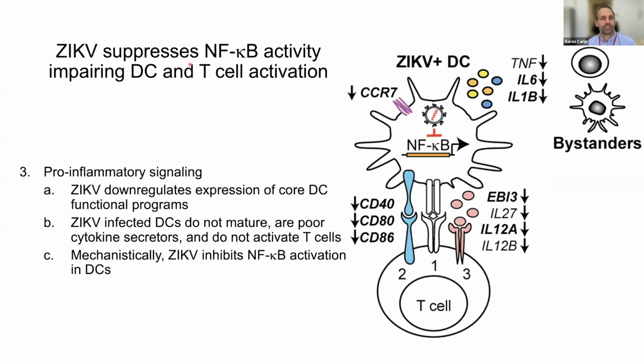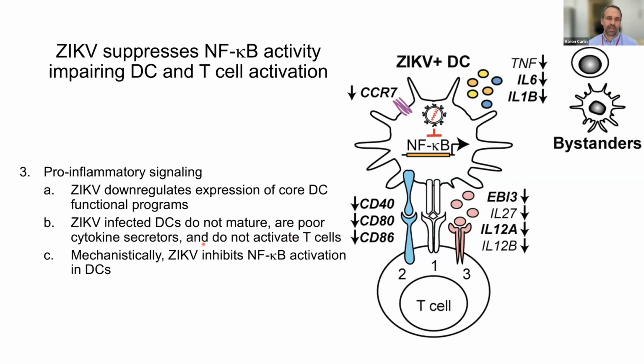And so the conclusions from this third part are that Zika virus suppresses NF-kappa B activity, and that impairs both DC and T cell activation. So Zika virus downregulates expression of core DC functional programs, and that includes downregulation of critical co-stimulatory molecules like CD40, CD80, CD86, and critical cytokines for T cell production like IL-12 and IL-27. It downregulates CCR7, which is a critical receptor important for DC migration. And it also downregulates cytokines that are really important for stimulation of bystander cells like IL-6, TNF, and IL-1 beta. Zika virus infected DCs do not mature, are poor cytokine secretors, and do not activate T cells.